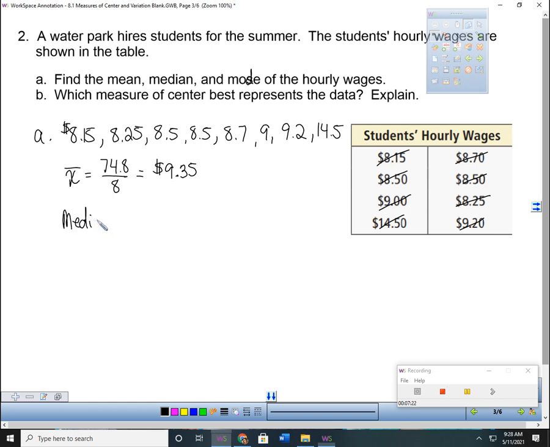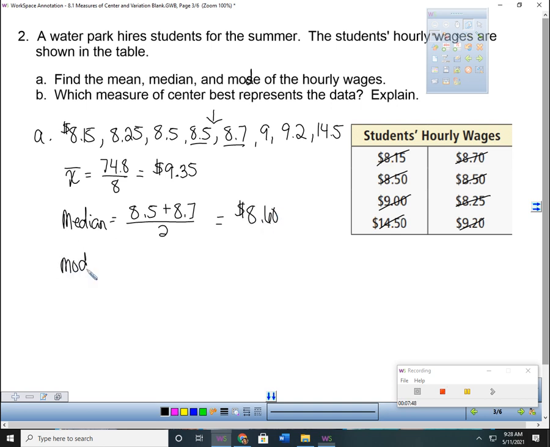Then we'll find our median. Well, I have an even number, so I know I'm going to have to go in 4, right? 1, 2, 3, 4. 1, 2, 3, 4. So the middle would be right here. So I'm going to have to take these two and average them. So 8.5 plus 8.7 and divide that by 2, which gives us a median value of 8.60.